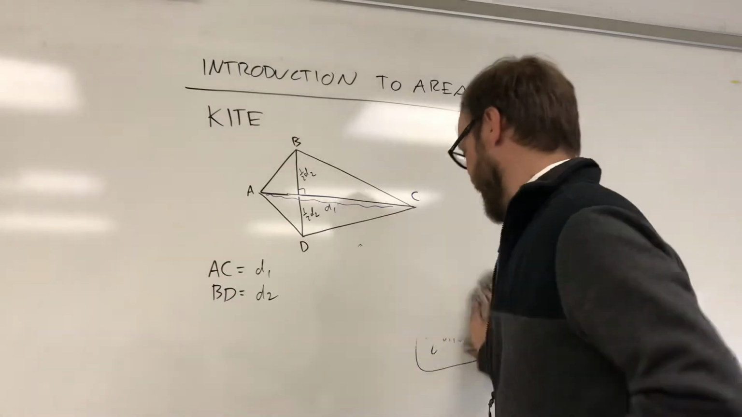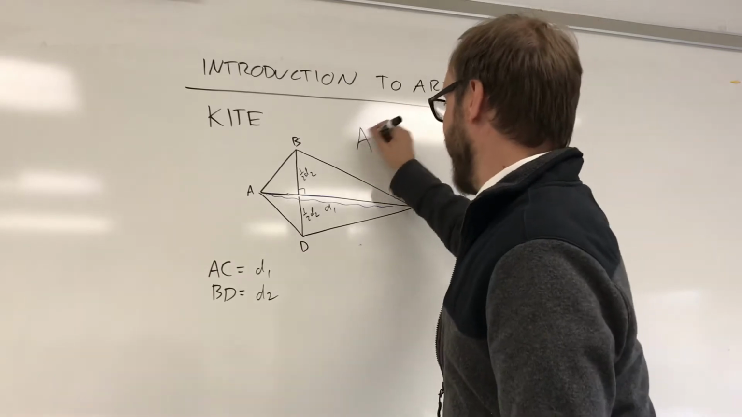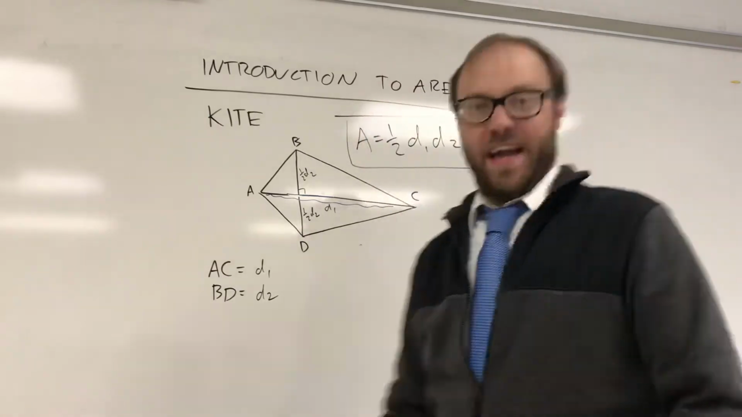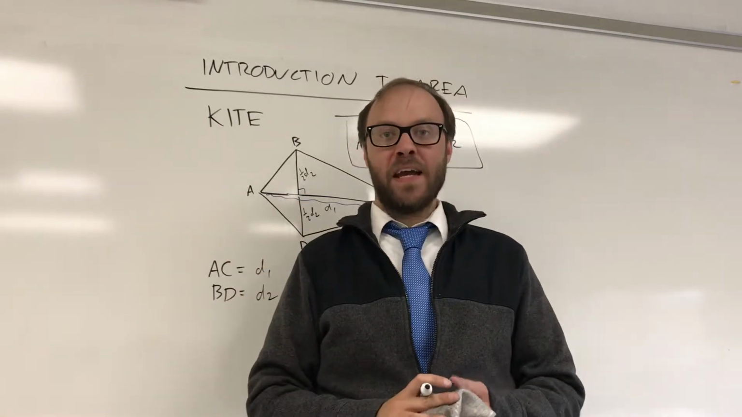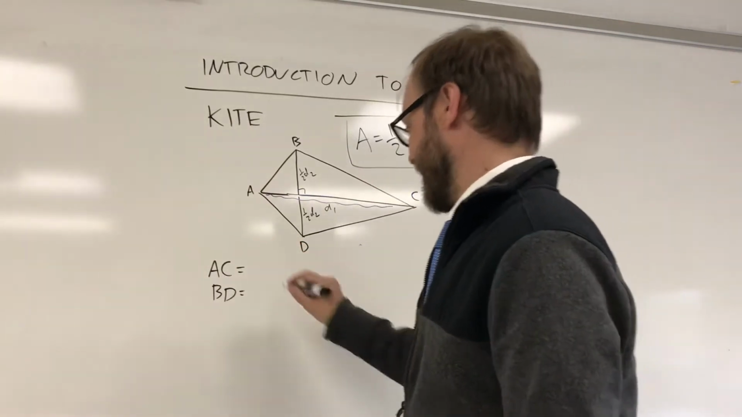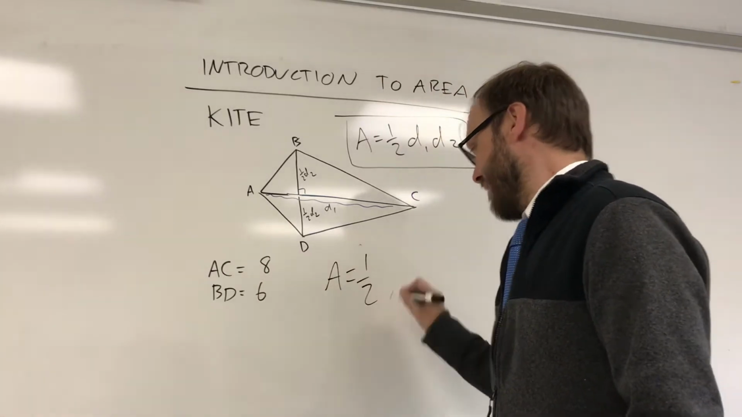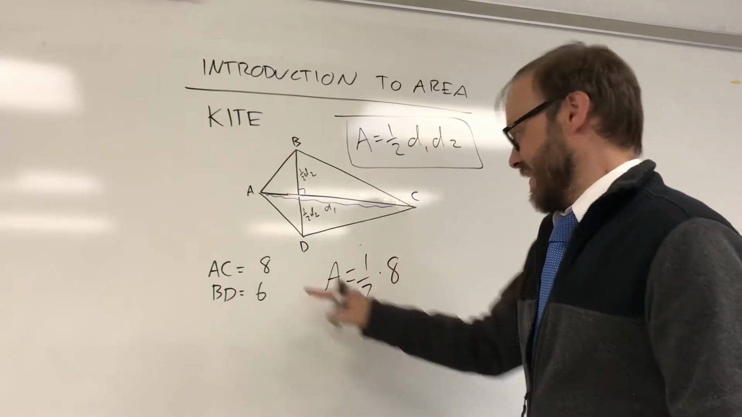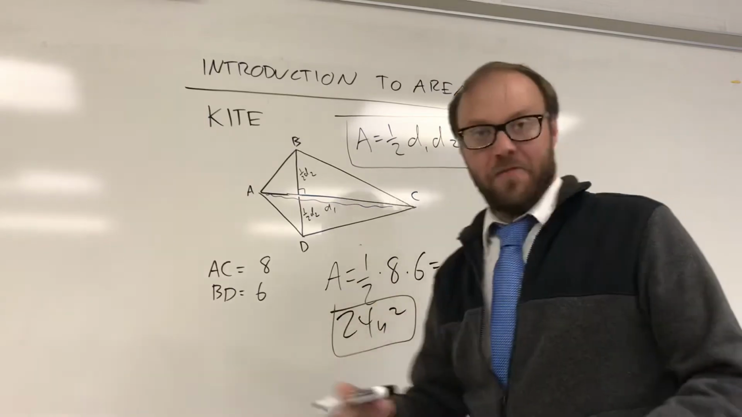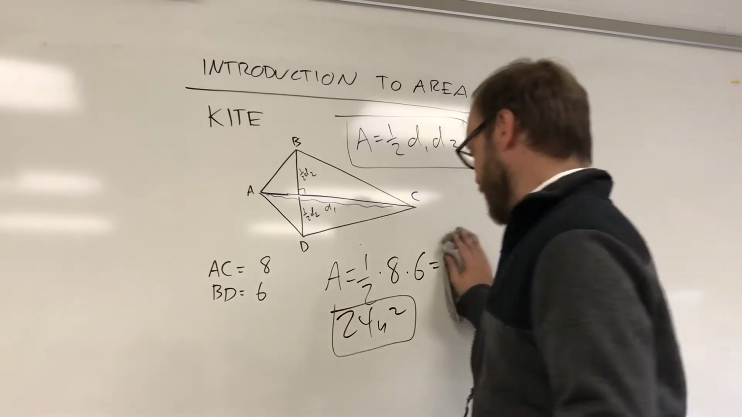So the area formula here, and again, you can break it up into shapes depending on what they give you. But if they give you diagonal lengths, the area is 1/2 the product of the diagonals. That's all you have to do. If we go back to our original example, AC had a length of 8 and BD had a length of 6. So the area would be 1/2 one diagonal times the other diagonal, and it was 24 square units. Our formula works, and gives us the same answer that we had earlier. Very simple formula to work with.